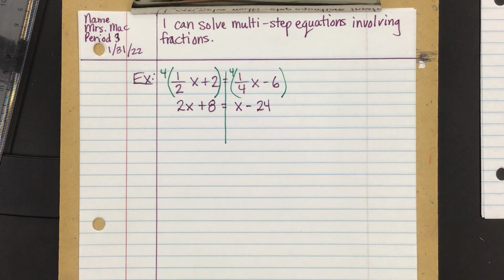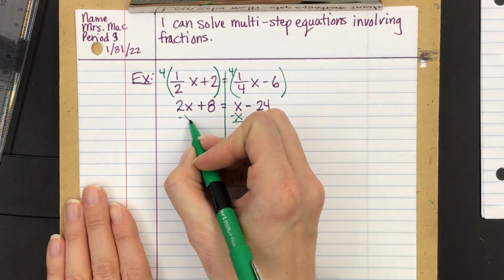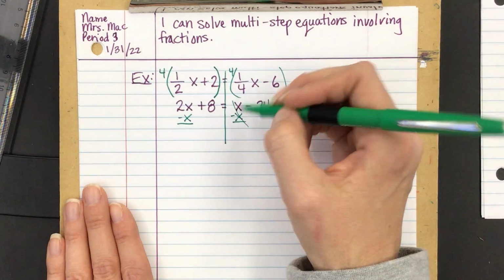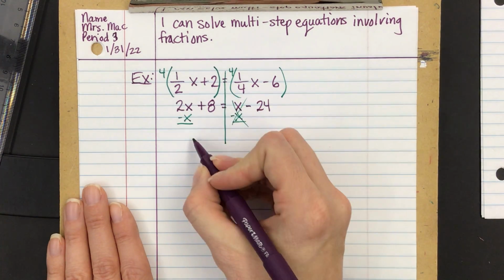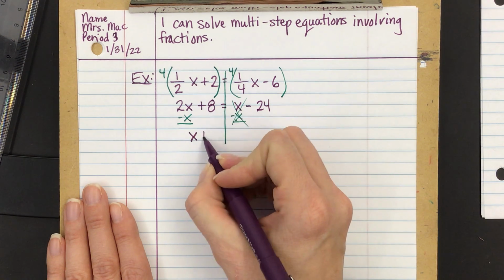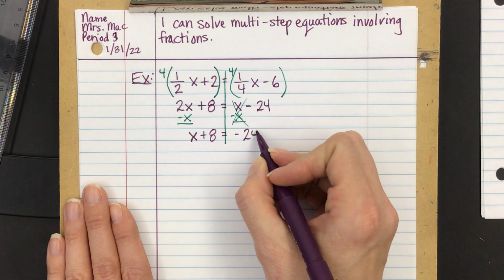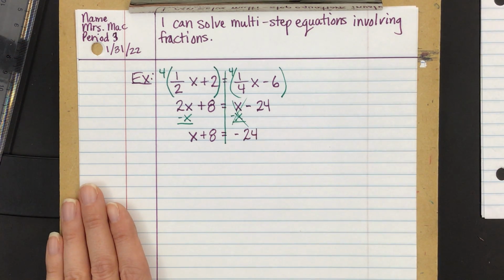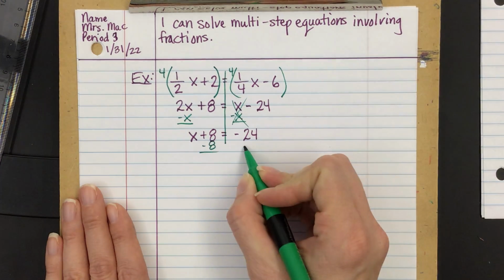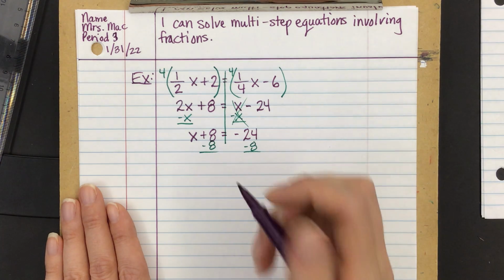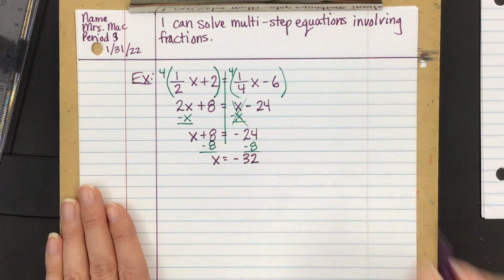There's no more grouping. There's no like terms. So I'm going to move my variables over. I'm going to just subtract an x from both sides to get rid of that right there. And 2x minus x is just an x. Bring down the plus 8 is equal to -24. And last step, I'm going to subtract 8 from both sides. We'll get that x is equal to -32.